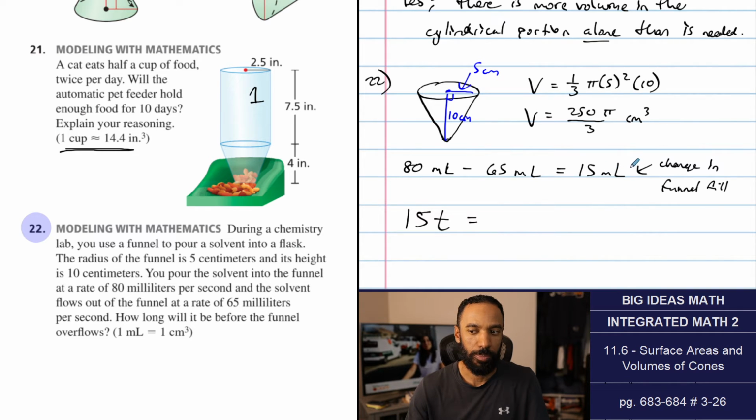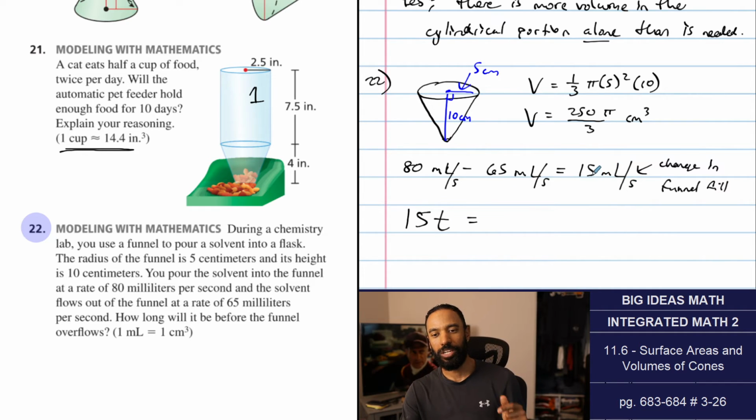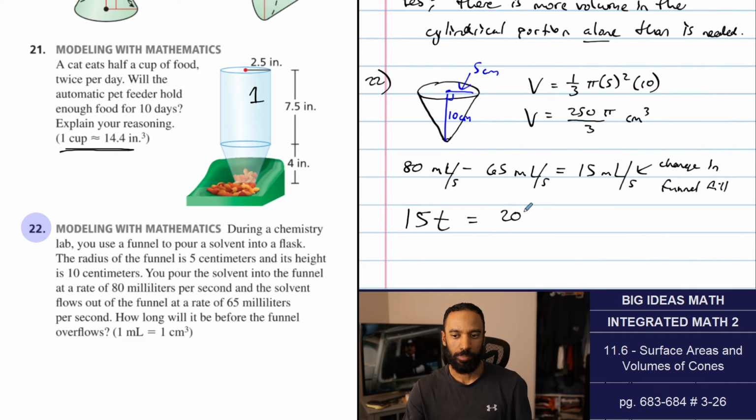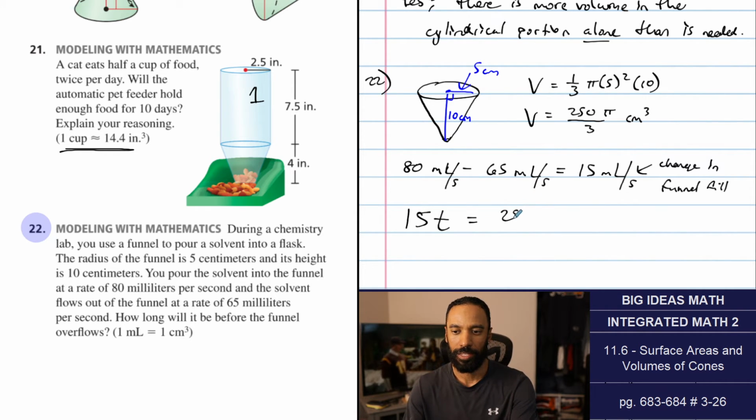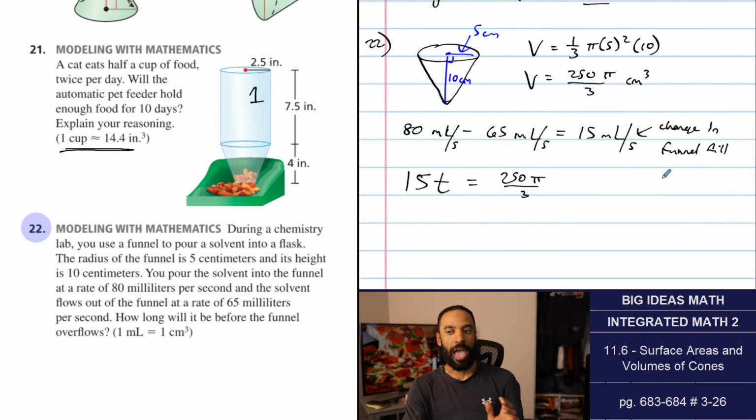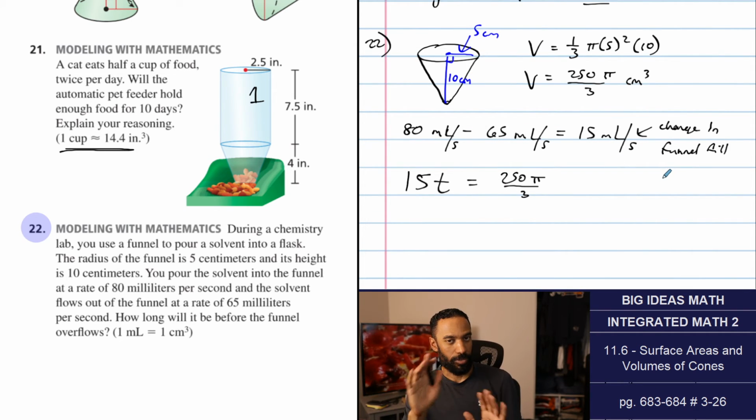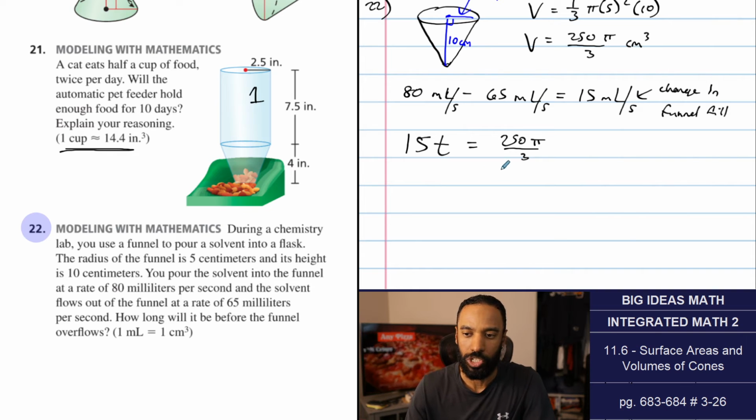Now, this is actually milliliters per second, right? But how many milliliters do you get until you match 250 pi over 3 cubic centimeters? Now, every cubic centimeter is a milliliter, right? That's the conversion. So we are in good shape there.